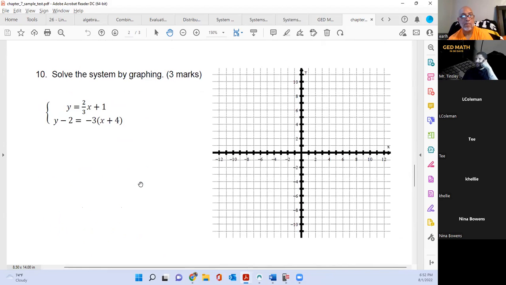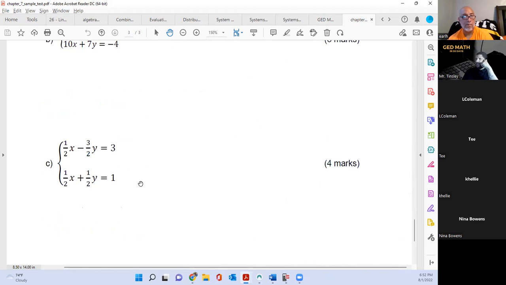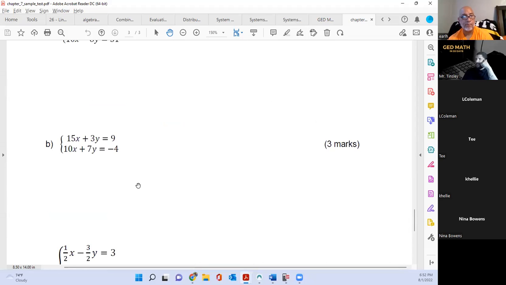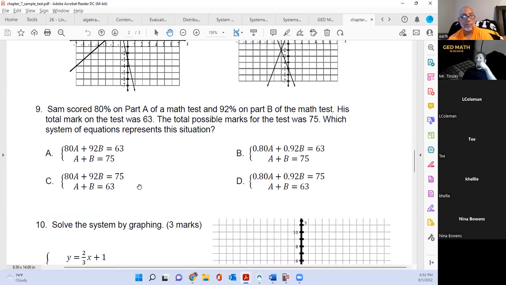Let's look at number 9, because it's the only one I really see that is multiple choice. Sam scored 80% on part A of a math test and 92% on part B of the math test. His total mark on the test was 63. The total possible marks for the test was 65. Which system of equations represents this situation?